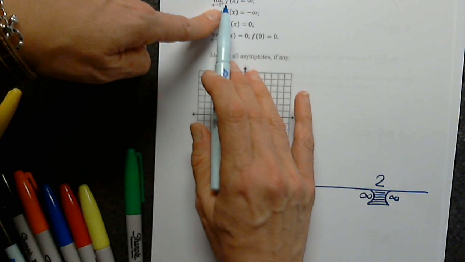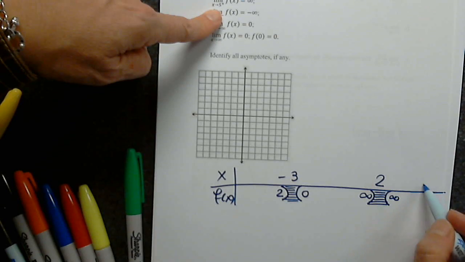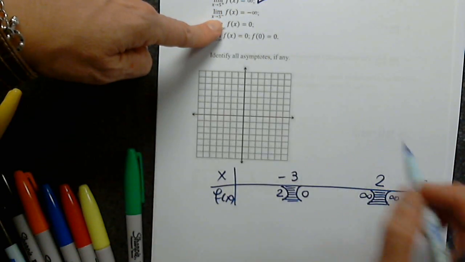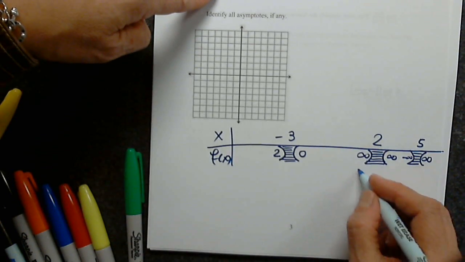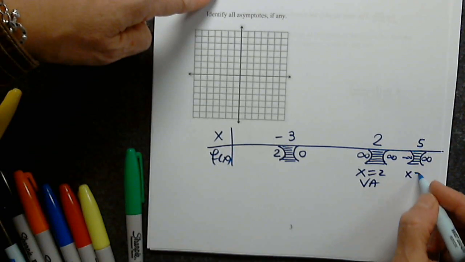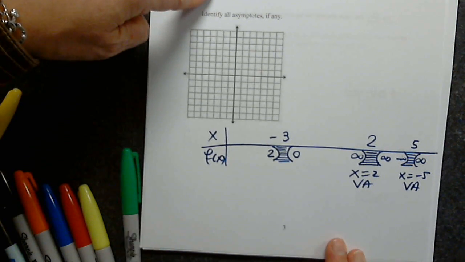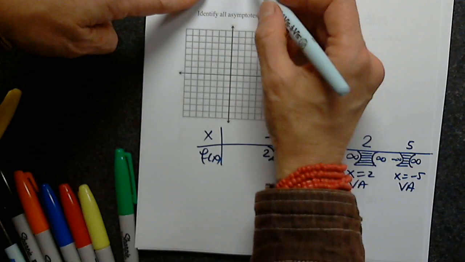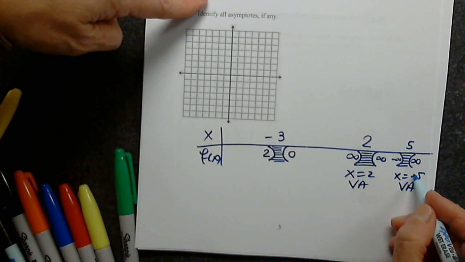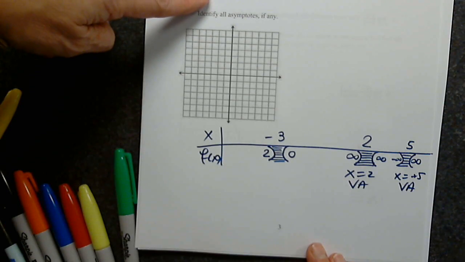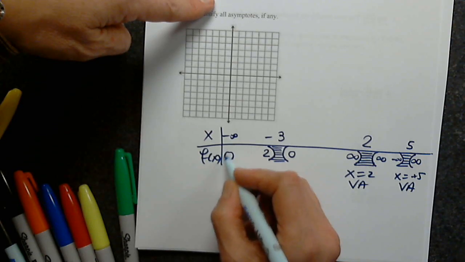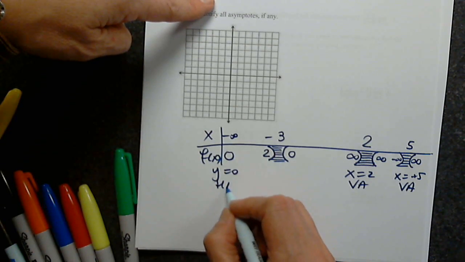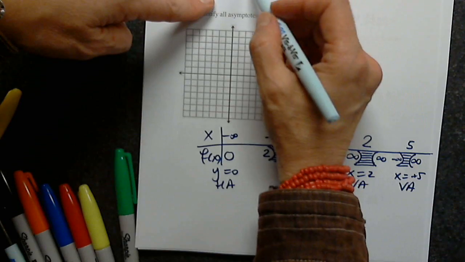Limit of f of x as x approaches 5 from the right is infinity, and done. And 5 from the left is -infinity. So it appears very clearly that x equals 2 is a VA and x equals 5 is a VA. There is no doubt about it. Oh, I'm sorry, of course. Thank you. The limit of f of x as x approaches -infinity is 0, which automatically makes this a horizontal asymptote at -infinity.